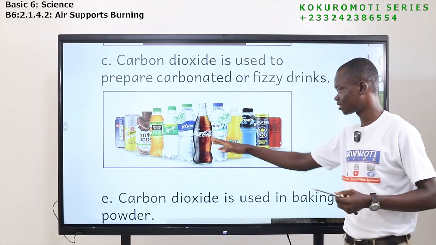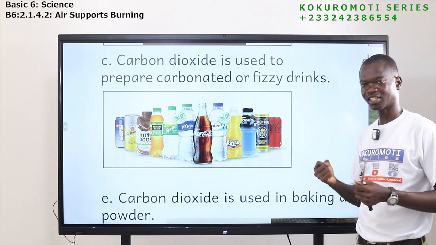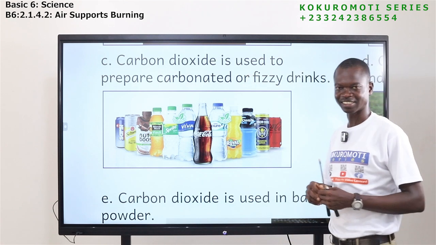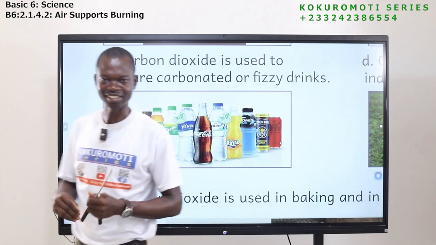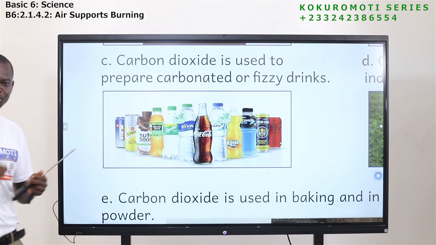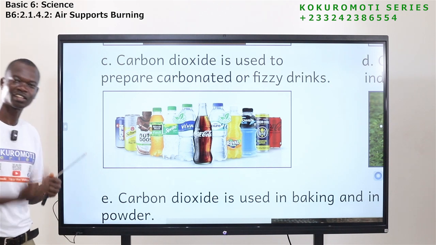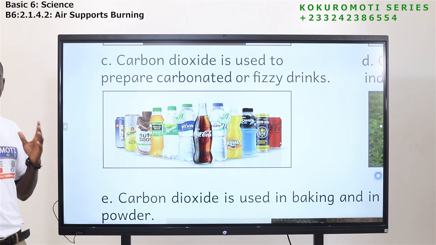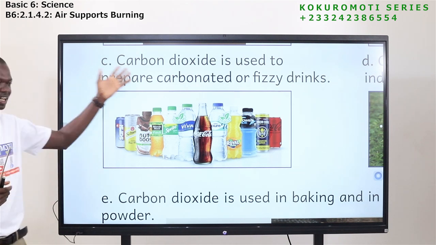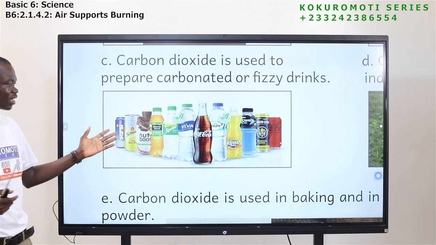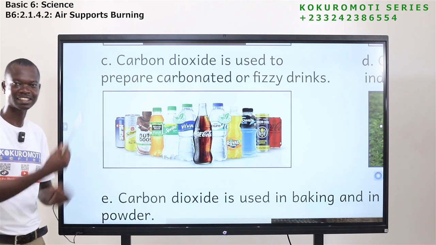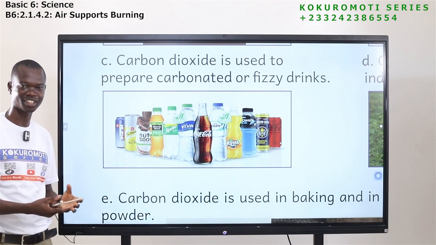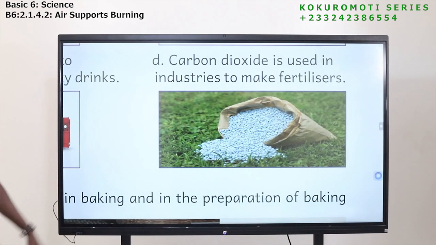When you shake, let's take this Coke. If you shake it and open it, you see gas coming out. That gas, where is it coming from? It's part of the liquid. But when you open it, you see the gas rising outside or moving outside from the bottle. So that gas is what we call carbon dioxide. That's why most of them, when you open it, you see gas coming out. We call them carbonated. They contain carbon. You get it? Okay. Now let's come to the next one.